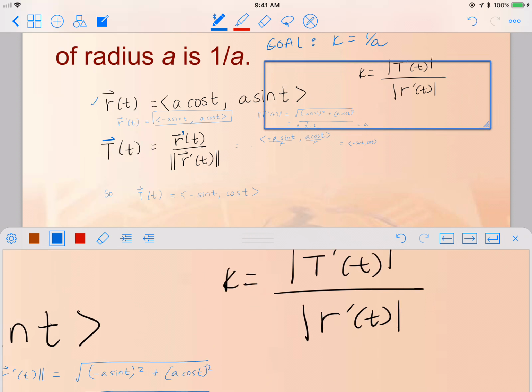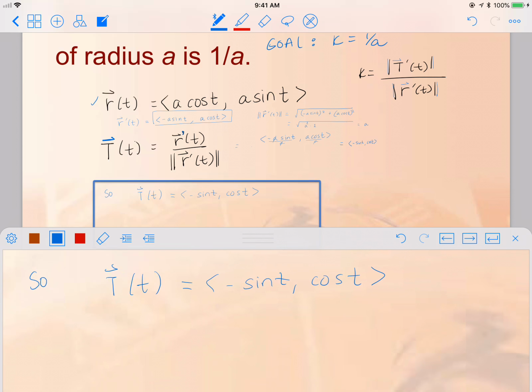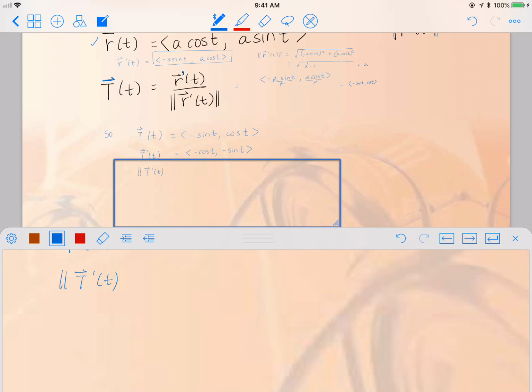Okay, now kappa is the magnitude of the derivative of that vector, so let's do the derivative here. I'm just going to take the derivative of each component. The derivative of negative sine t is negative cosine t. The derivative of cosine t is negative sine t. Okay, and I need the magnitude of that derivative. And what do we get?